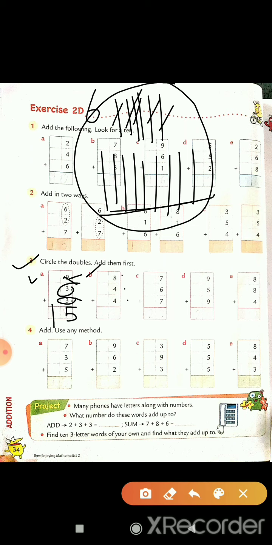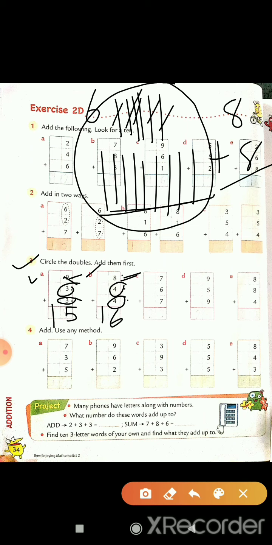B. 8, 4, 4. Which number is repeated? 4. So we need to circle 4. What is the double of 4? 8. And now we have to add 8. No need for counting because already we have learned doubles. So 8 plus 8. What is the double of 8? 16. So our answer is 16.